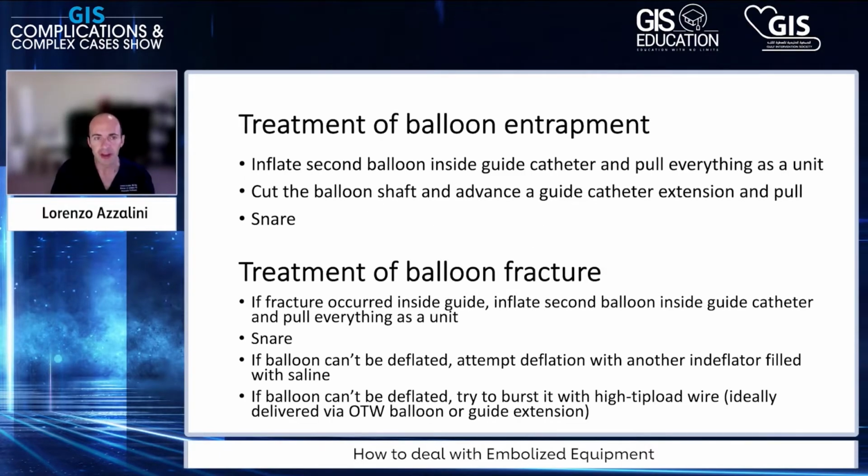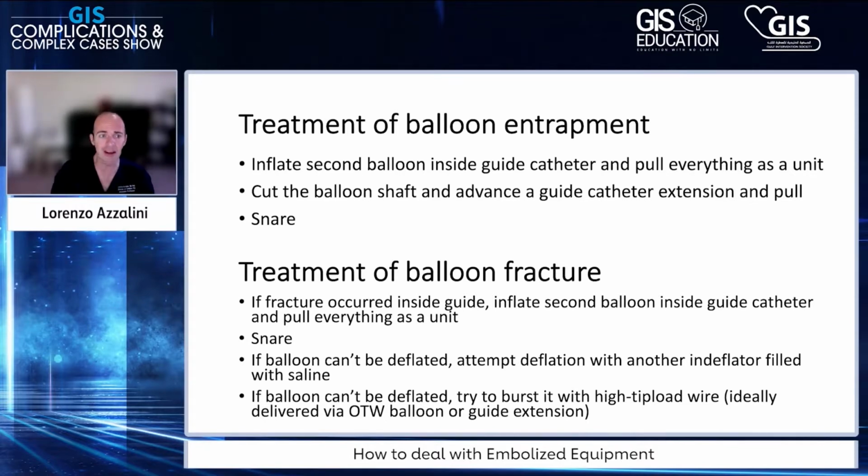So for treatment of balloon entrapment, we can inflate a second balloon inside the guide catheter at the very tip of the guide catheter and pull everything out as a unit. In this way, we can forcefully remove the trapped balloon, but this also has a risk of creating hemodynamic strain for the patient and damaging the coronary arteries.